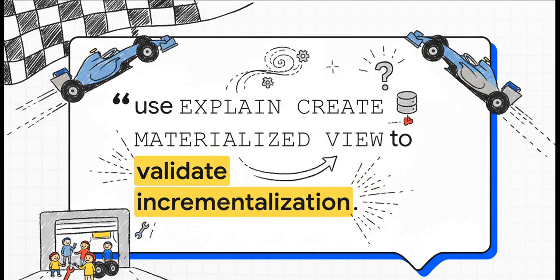And I've got one last secret weapon for you, a pro tip straight from the Databricks docs. Before you even create your view, you can ask Databricks if it can be incremental. Just type explain right before your create materialized view statement. It's like asking the F1 crew if they're ready to go before the race starts. This is an absolutely killer tool for debugging.